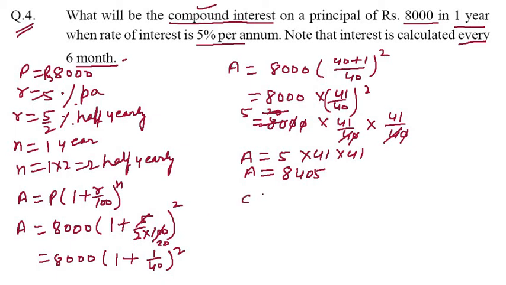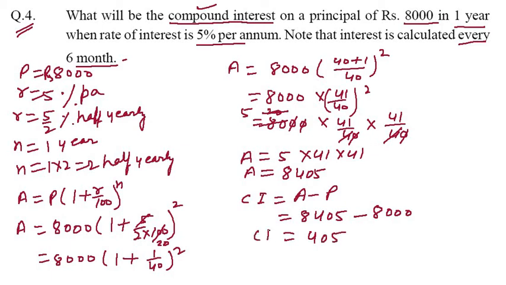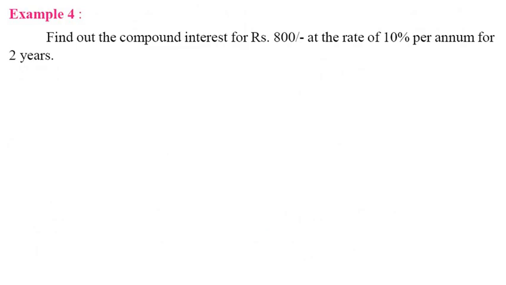So compound interest, that is CI, is equal to amount minus principal. Amount is given as 8,405 and minus principal, which is 8,000. So after subtracting we get 405. So compound interest is equal to rupees 405, and that is your answer. Now come to the next question.